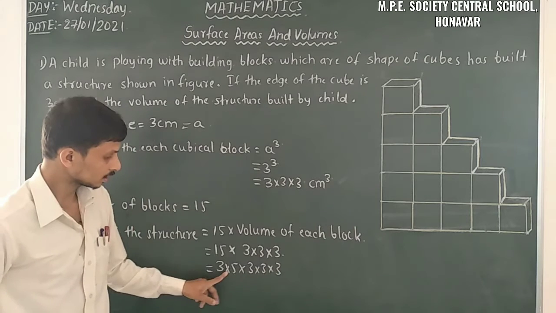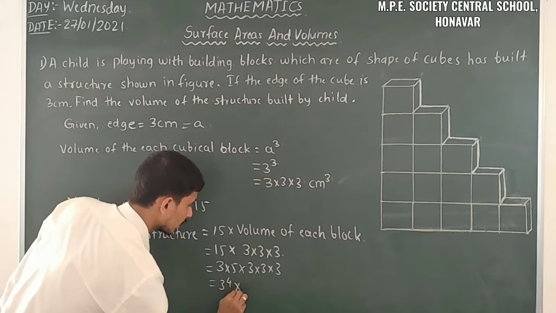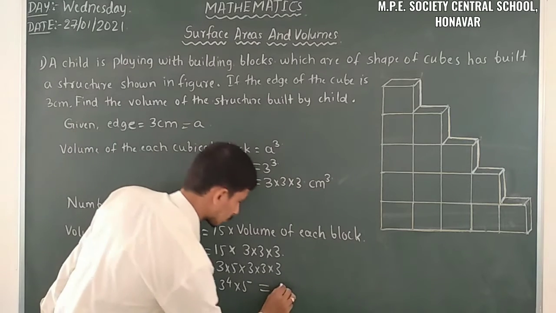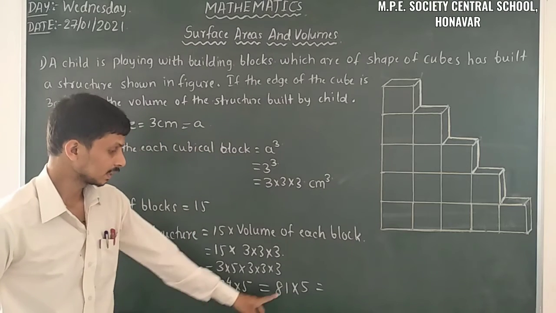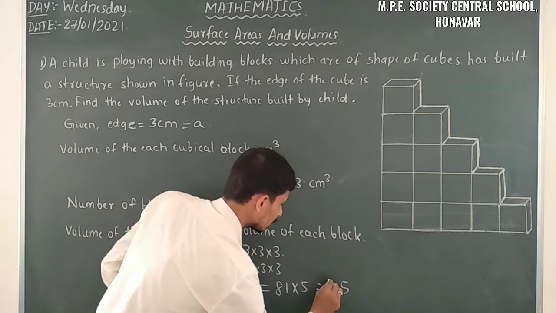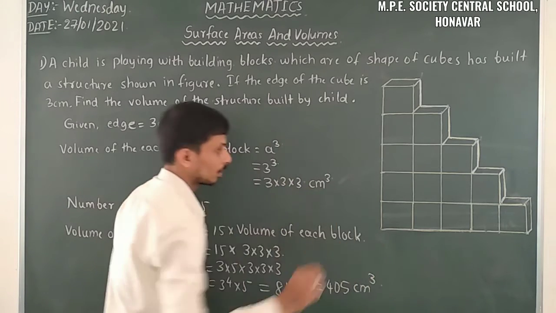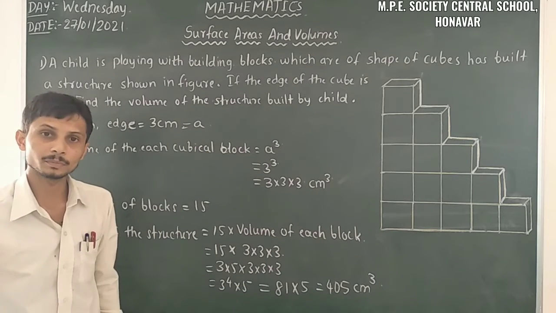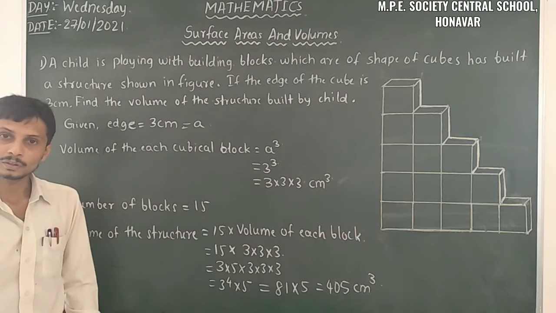Here just observe, 3 into 3 into 3 into 3 is 3 raised to 4, into 5. Already we know that 3 raised to 4 is 81. 81 into 5, here we can easily multiply the things. 81 into 5 is 405 centimeter cube of the volume. That is, the complete volume of the structure is 405 centimeter cube.